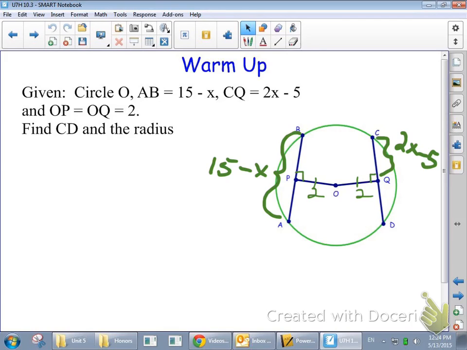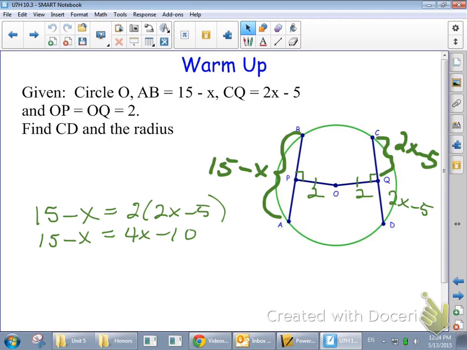If we start by saying 15 minus x has to equal the other chord, but for the other chord I don't have the whole thing, I only have segment CQ. Well, if that segment is bisected, then I know I have 2 of these. This is also 2x minus 5. So I can write my equation like 2 times 2x minus 5, and solve for x. Adding an x to both sides, I have 5x. And adding a 10 to both sides, I have 25. So x is equal to 5.